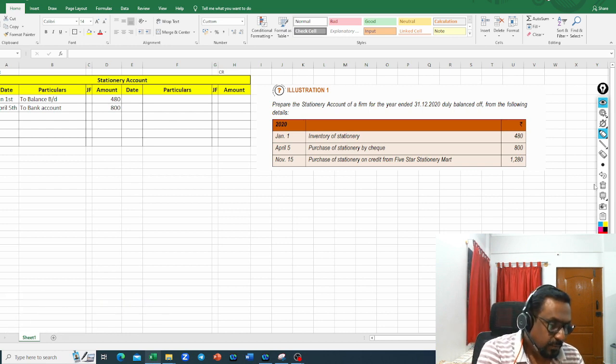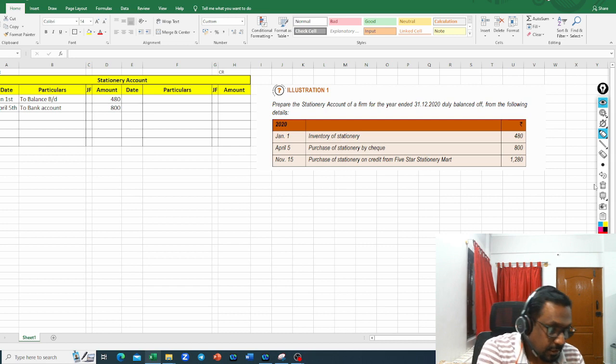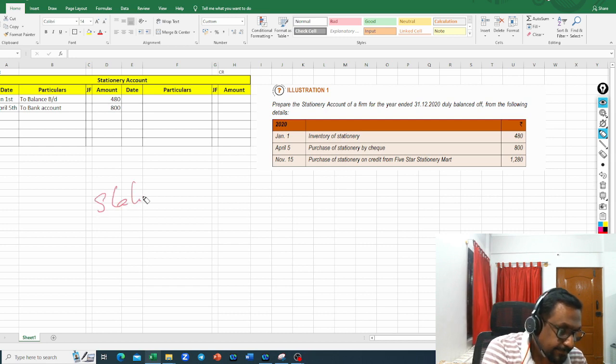So what we did, we purchased stationery. Again, stationery is an expenditure. So we need to debit all expenses and losses. So stationery account to debit. Stationery account, debit, right?